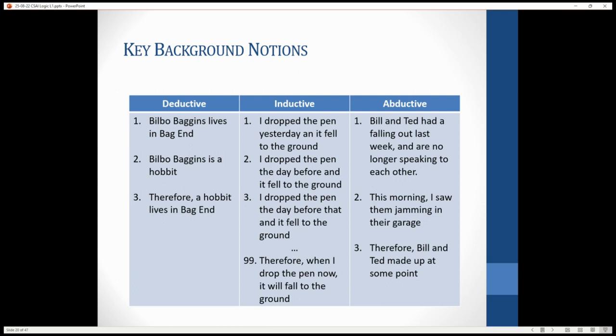Right? Okay, I dropped the clicker yesterday and it fell to the ground. I also dropped it the day before and it fell to the ground. And the day before that, and the day before that, and the day before that. So I'm very fun. I drop the clicker every day for 98 days straight. And then I say, cool, if I drop it right now, it's going to fall to the ground. So note, this structure is projecting forward based on past facts. We're taking previous occurrences and saying the next one's going to be like this.